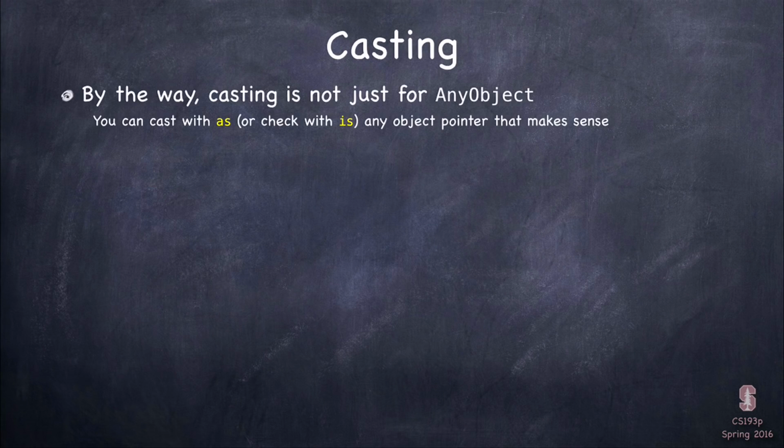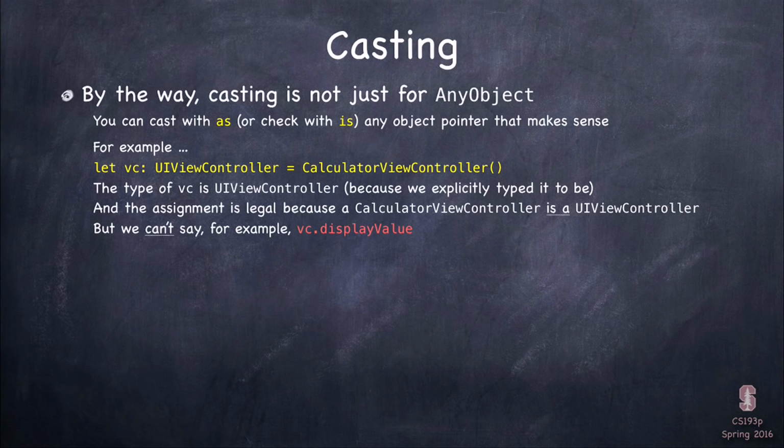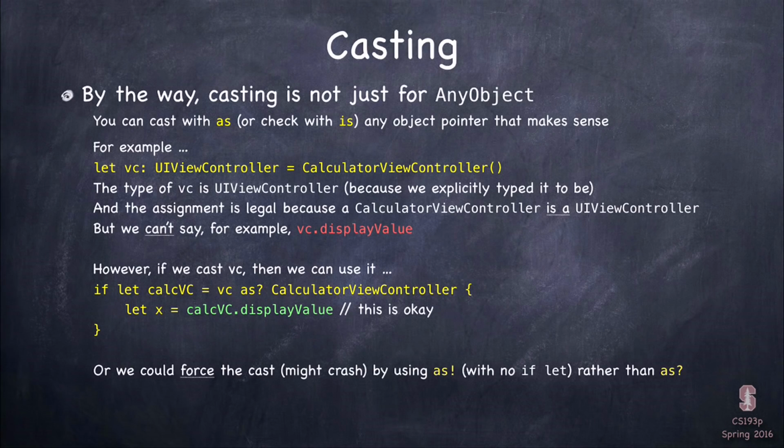One thing about this casting, you can cast other things besides any object. Okay? So for example, you can look at this slide later, but you could have a class that's a subclass of another class. And you can try and cast using as to get the subclass. You're not sure whether it's a subclass, but you can cast, and as will tell you whether it is. In this case, for example, if I have view controller, the base class of our view controller, we can't say VC display value because this is a calculator view controller thing. But if I took this VC and as'd it to calculator view controller, now I could use display value. So as is for more than just any object.